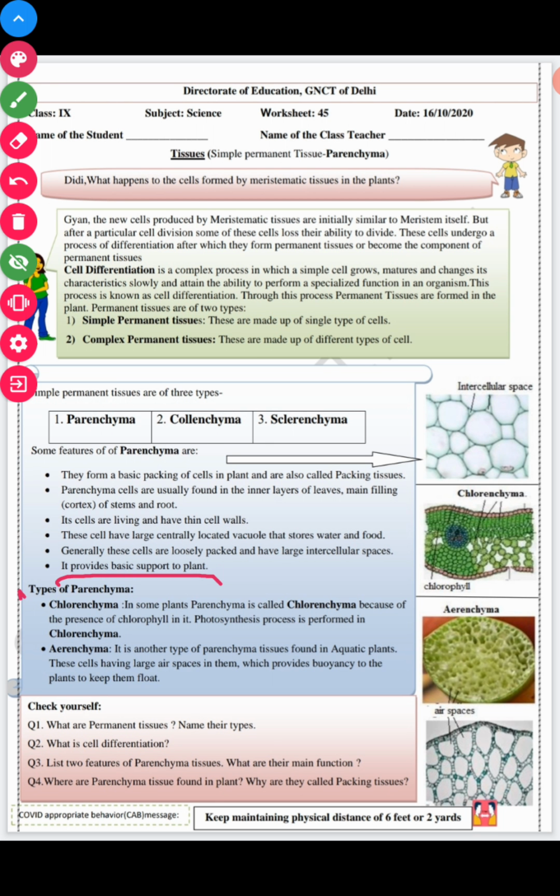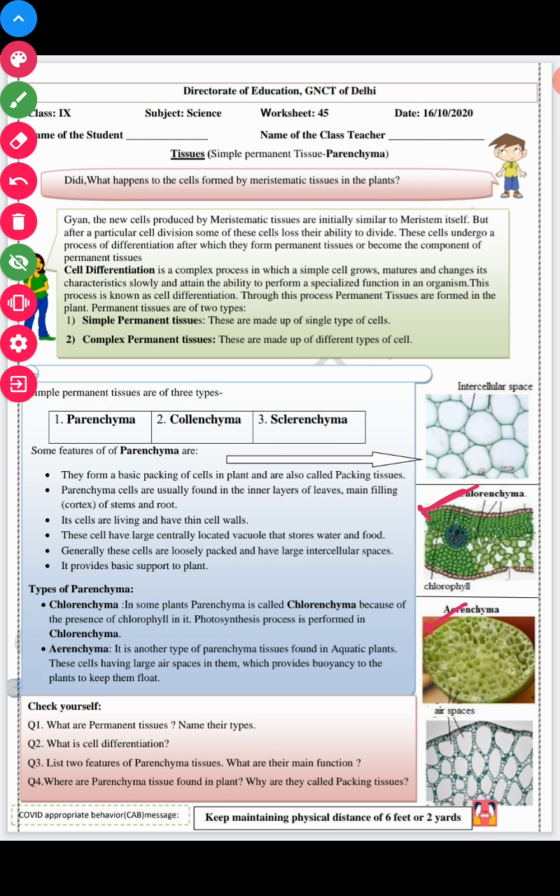Now coming to the types of parenchyma, we have two types. One is chlorenchyma and another is aerenchyma. Chlorenchyma: in some plants the parenchyma is called chlorenchyma because of the presence of chlorophyll, as it performs the process of photosynthesis. Right? The process of photosynthesis occurs in the chlorenchyma because of the presence of chlorophyll. Okay? See, this is the structure of your chlorenchyma.